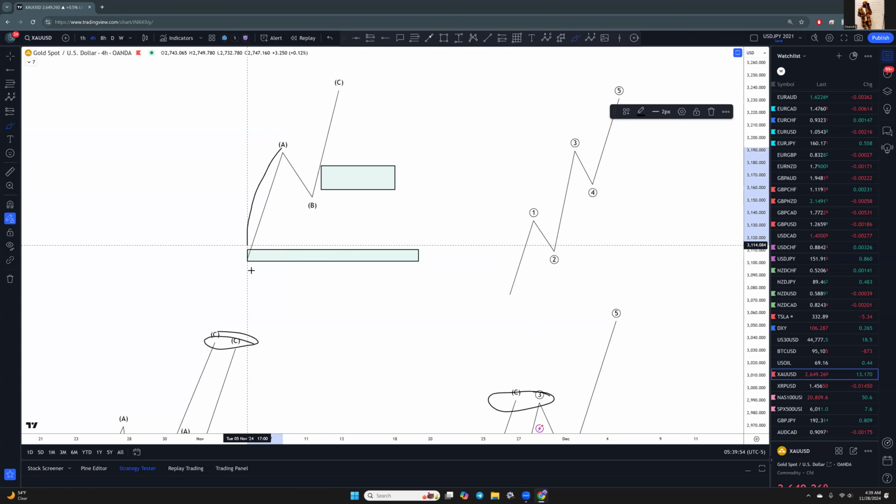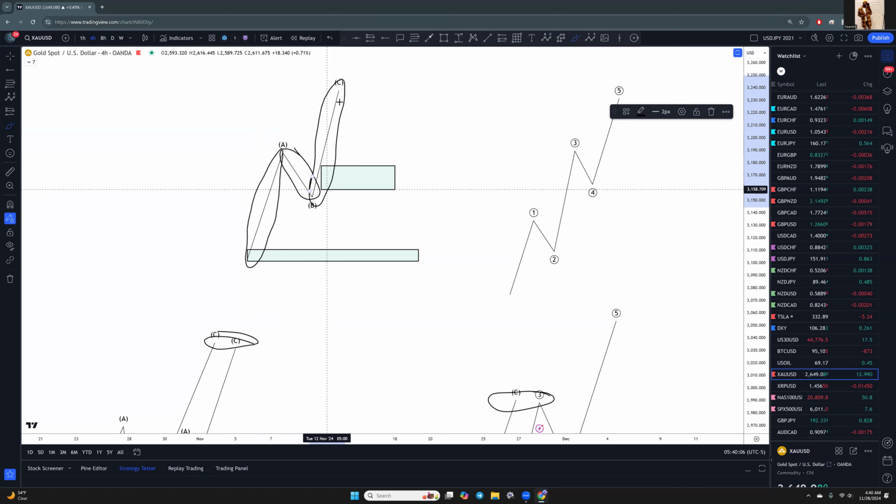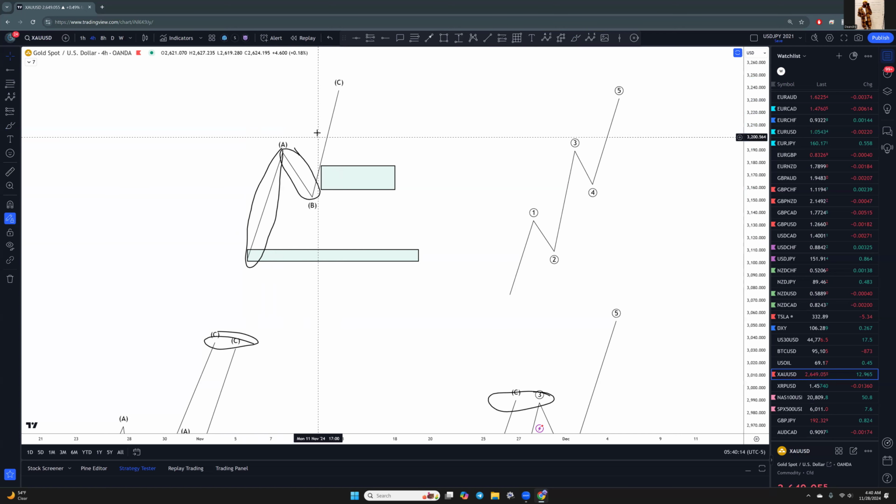This wave is A. This wave is B. B is a corrective wave. This wave is C. That is an impulsive wave. So A is impulsive, B is corrective, C is impulsive. Okay. So target points, y'all have the target points. These are our typical TP1, TP2.